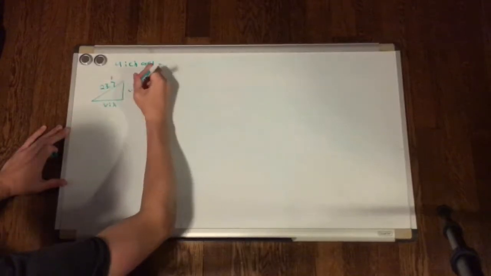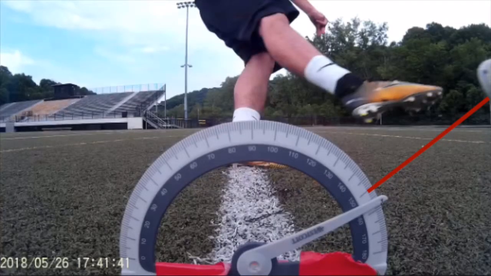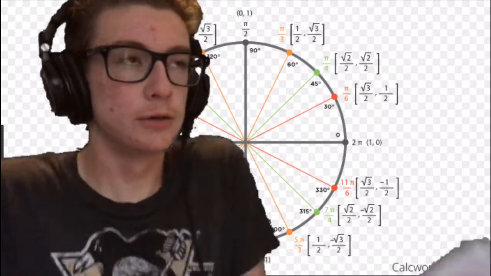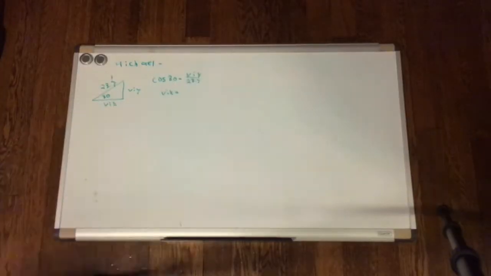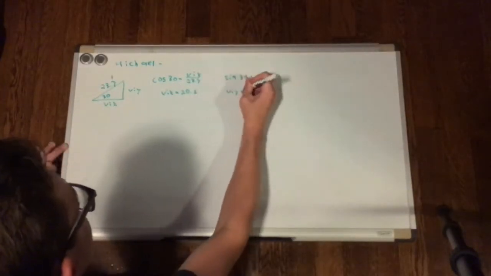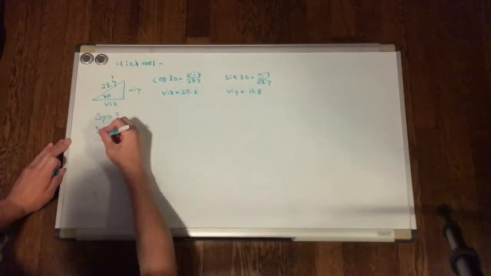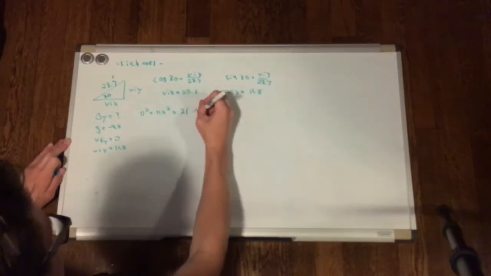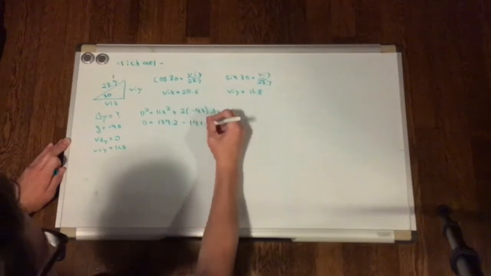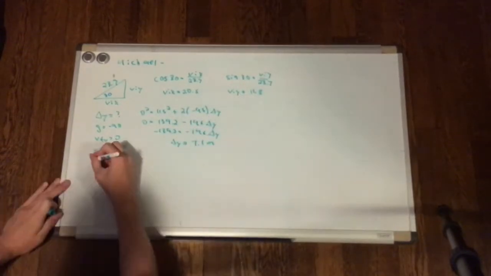By using the protractor, I determined that Michael kicked the ball at 30 degrees, or pi over 6, and that he kicked it with a velocity of 23.7 meters per second. Using cosine, I found that the initial x velocity was 20.5 meters per second, and using sine, I found that the initial y velocity was 11.8 meters per second.